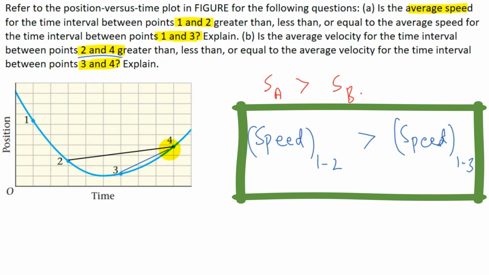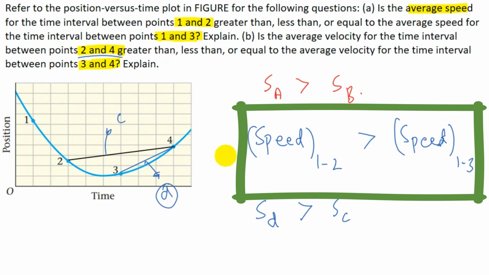Now let this be line C, and let this be line D. Now here it is clearly visible that the slope of line D is greater than the slope of line C.